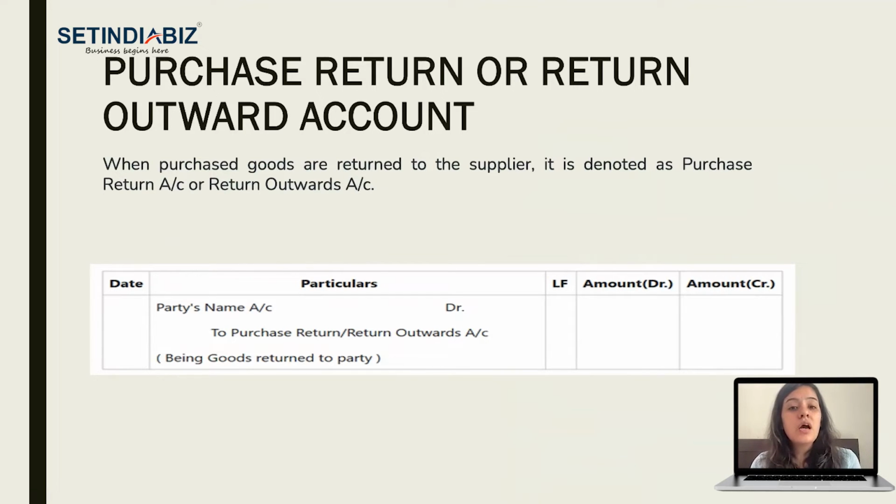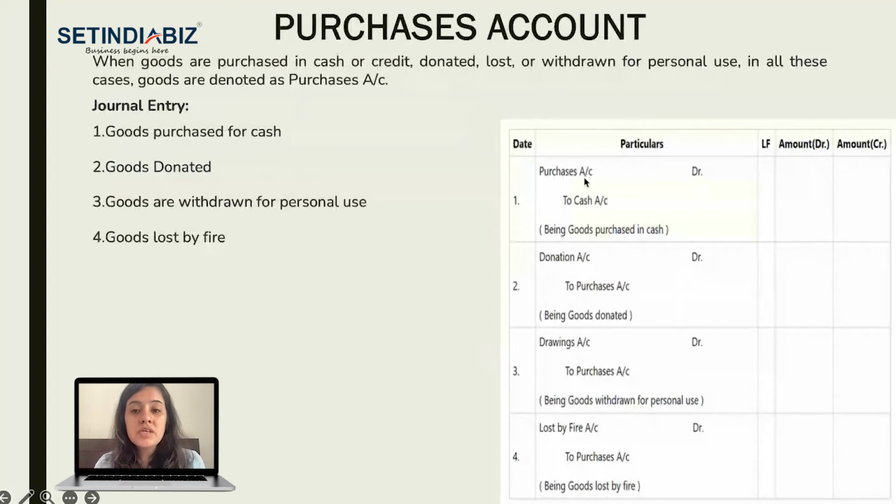When purchased goods are returned to the supplier, whatever is the supplier's name, that will be debited. Supplier account debited to purchase return or return outward account. See, whenever we were making purchases, it was purchases account debited to cash. Or if I was purchasing on credit, suppose I purchased goods on credit and my supplier name is supplier A, the entry would be purchases account debited to supplier account. Now the supplier was credited at that time and purchases account was debited.